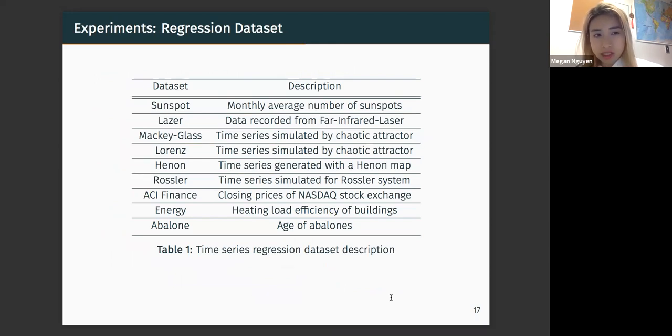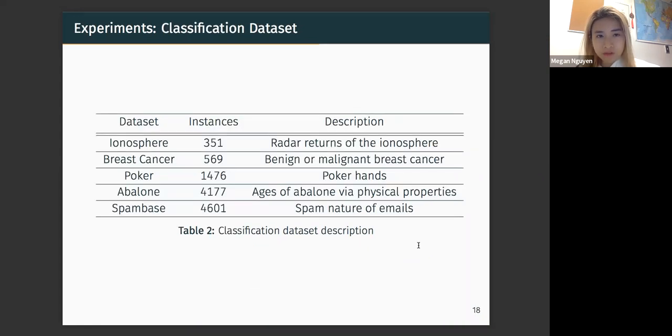So after coming up with the construction of the jumps and the Langevin dynamics, we decided to experiment on both regression and classification data sets. The regression data sets used are shown on this screen. The first five data sets are simulated and univariate, but energy and abalone are multivariate data sets. And in terms of classification, we look at five different data sets with different numbers of instances.